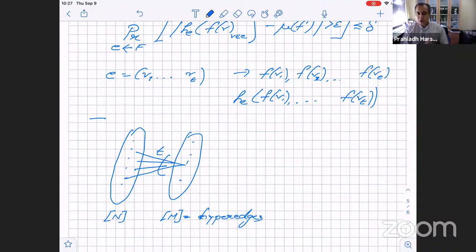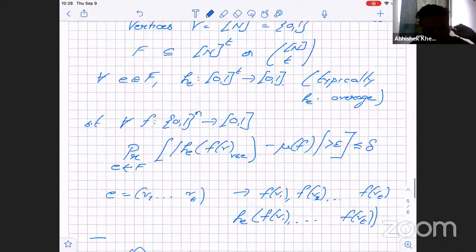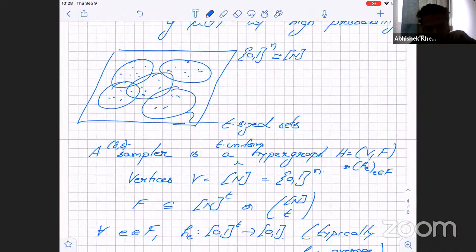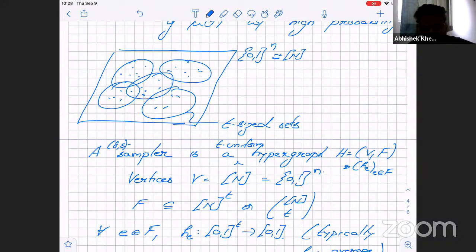Okay, I have a question. Sure. I want to see how the pairwise independent sampler is an instantiation of this. I think what we're trying to say is that a pairwise independent sampler is one such hypergraph. So what we want is a hypergraph such that if I choose the edges of the hypergraph uniformly, then the distribution that I get on the set of vertices via that distribution is pairwise independent.